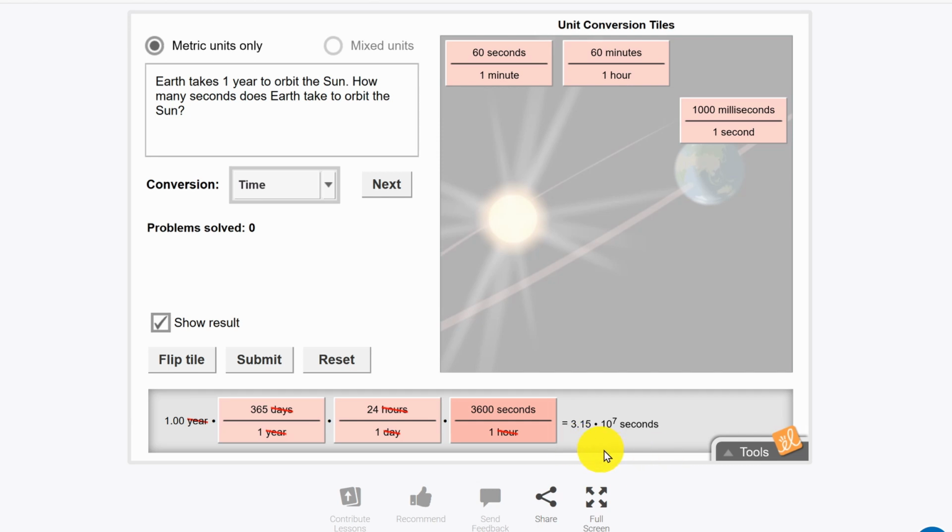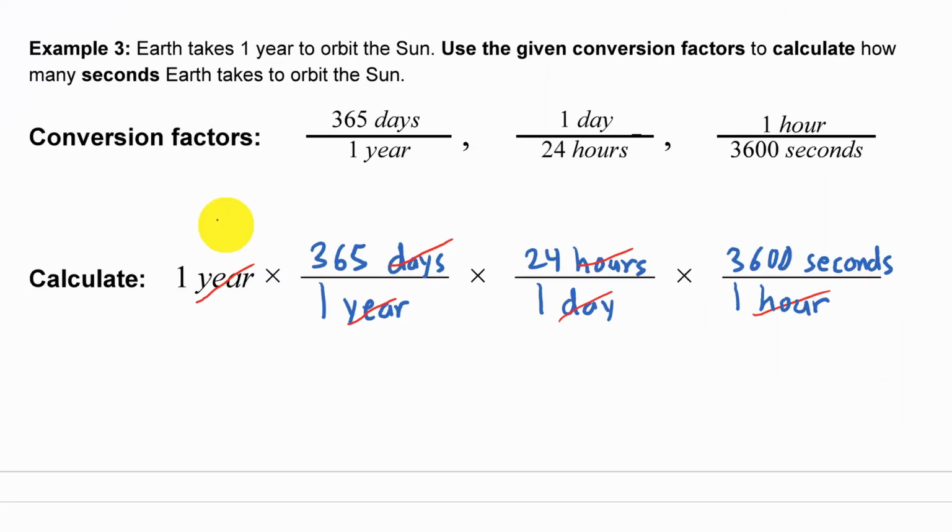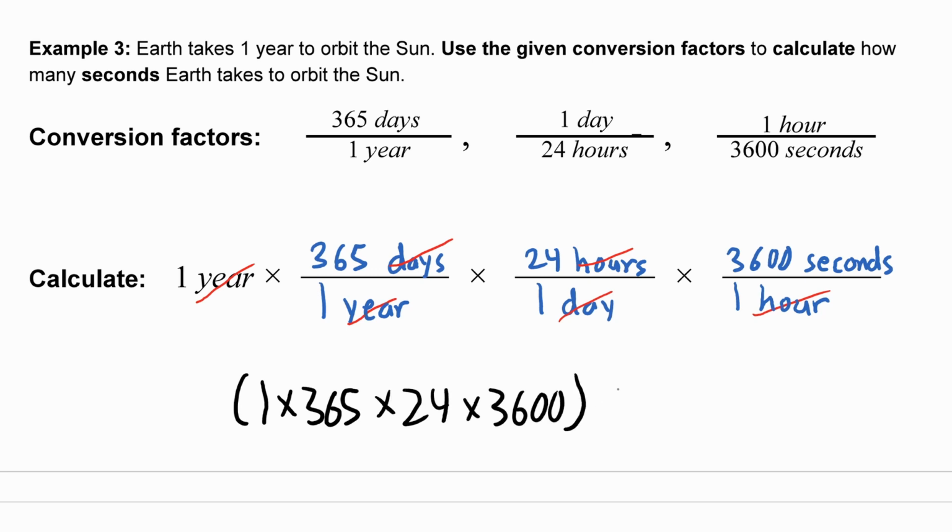This website immediately calculated this number right here, so I'm going to show you what to do to get that value. One way you can do this is to multiply all the numbers in the numerators together and divide that by all the numbers in the denominators multiplied together. If you're entering this into your calculator, it's going to look something like this. Parentheses 1 times 365 times 24 times 3,600 close parentheses divided by parentheses 1 times 1 times 1.